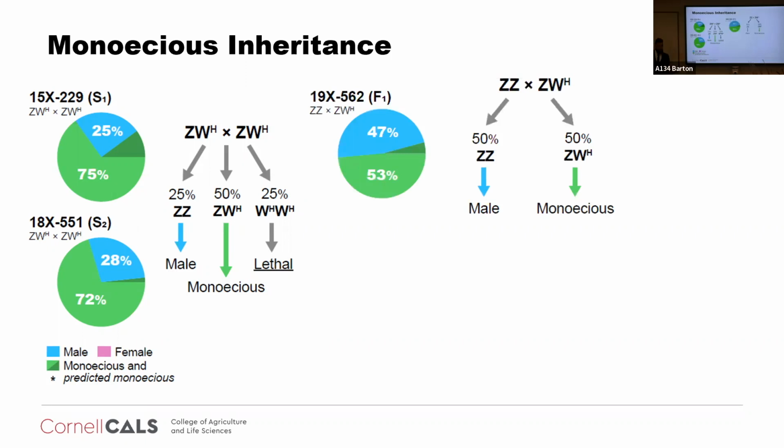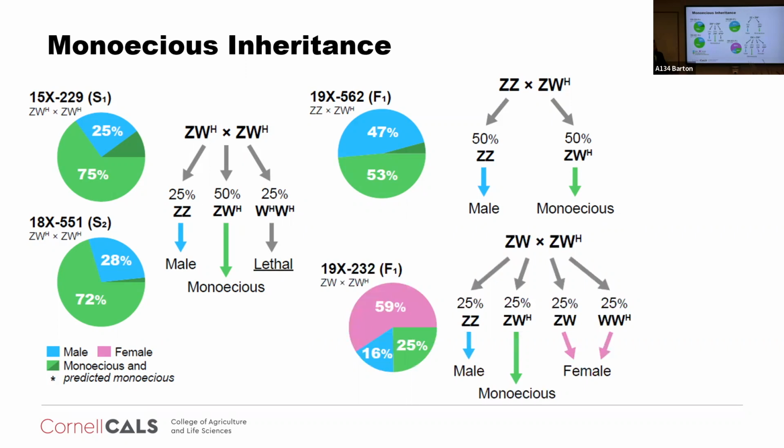So to validate our hypothesis, we outcrossed our monoecious parent, ZWH, to a male, ZZ, and we got 50% monoecious and 50% male progeny, as we would expect, validating this hypothesis that we observed. Now, things get a little more interesting when we crossed our ZWH monoecious parent to a ZW female. So we saw about 25% male, 25% monoecious, but then over half this family was actually female. And among these females, from our Illumina DNA resequencing, we saw both ZW and WWH females. So that tells us that a normal W can actually restore viability that is lost when you have a WH.